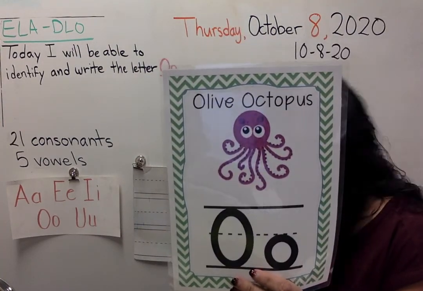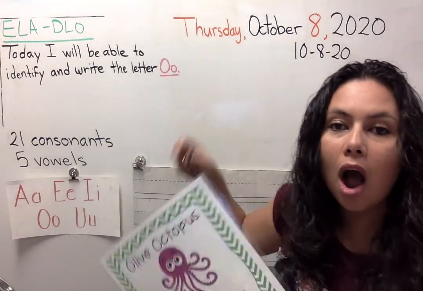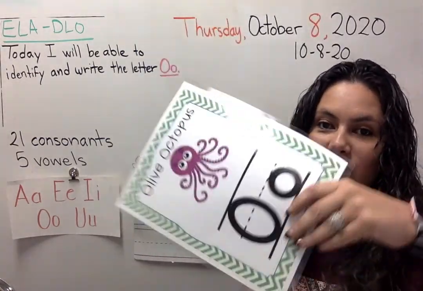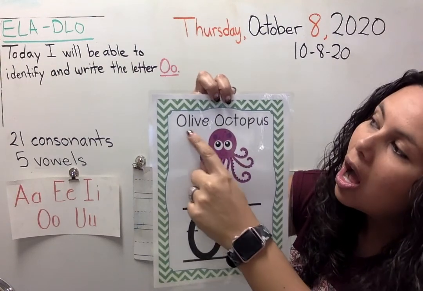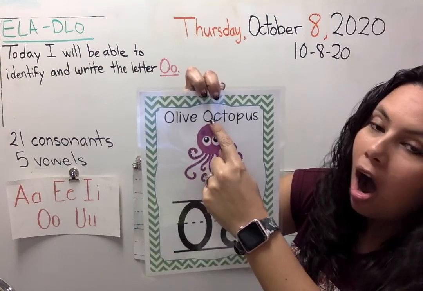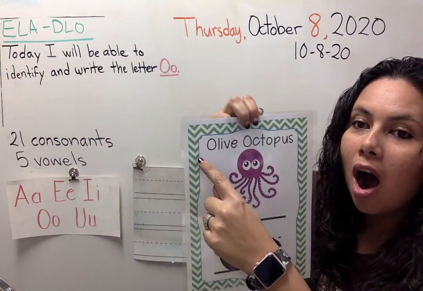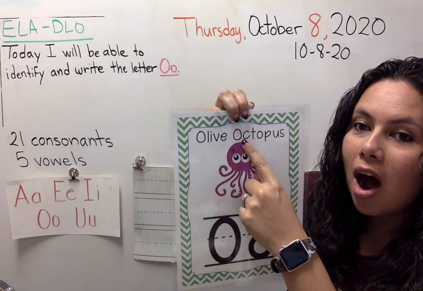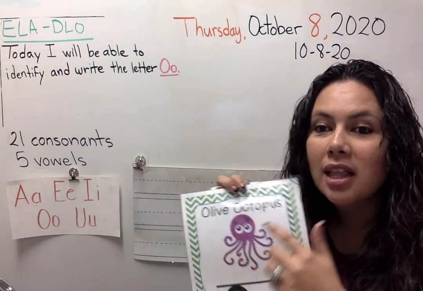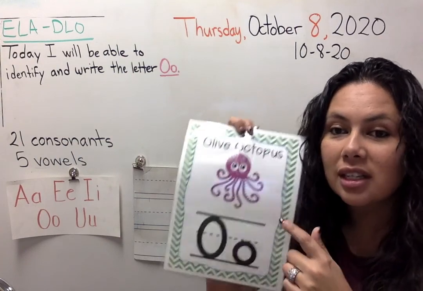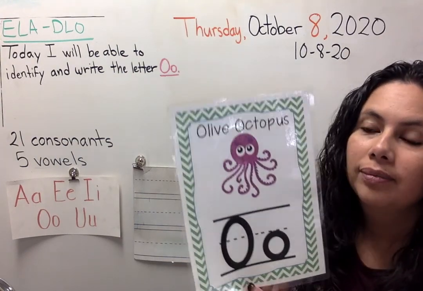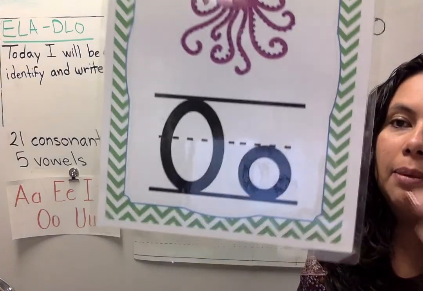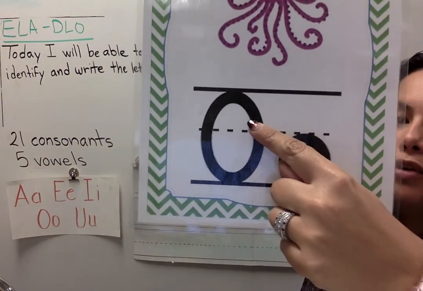O makes the sound ah, ah. Then we move our arms around like an octopus. So here's our friend Olive Octopus. Ah, ah, Olive, ah, octopus. If you hear, its name begins with the sound of the letter we're learning. Ah, ah, ah.